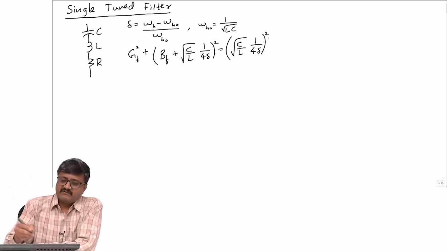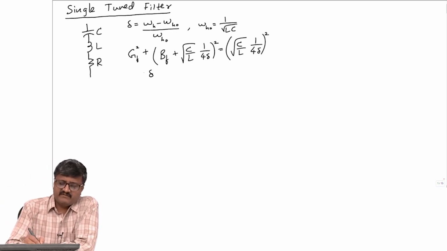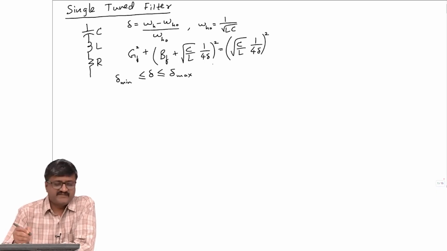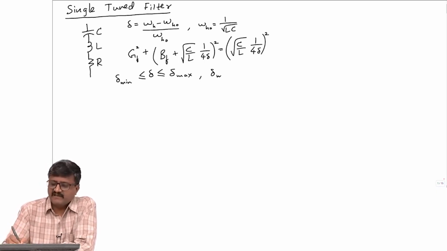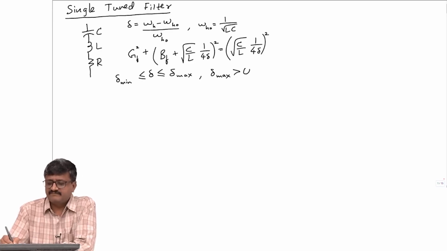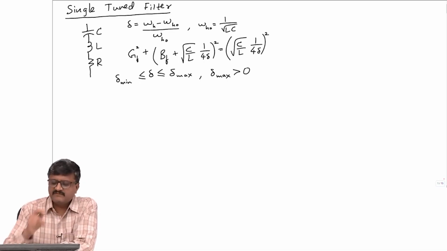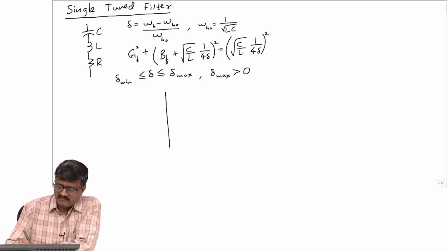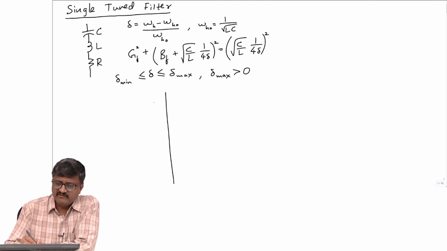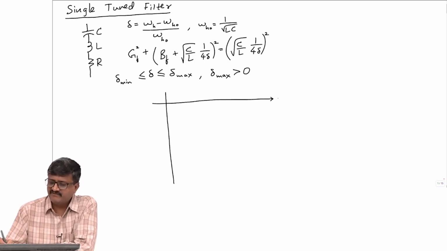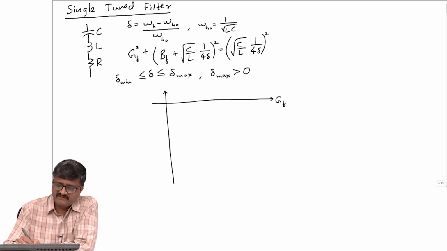Okay. Now, if you look at delta, delta actually lies in a range. Delta min is the lower limit and delta max is the upper limit. So, delta is within a certain range. Suppose I take delta max greater than 0. Now, I will try to plot the curve given by this equation in this plane where I have on one axis GF and the other axis is BF.